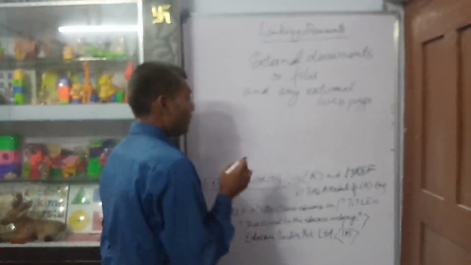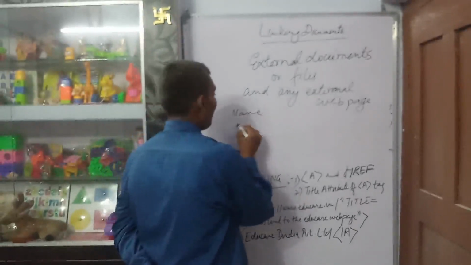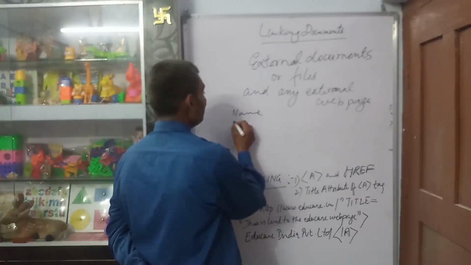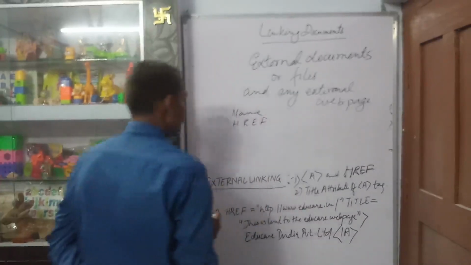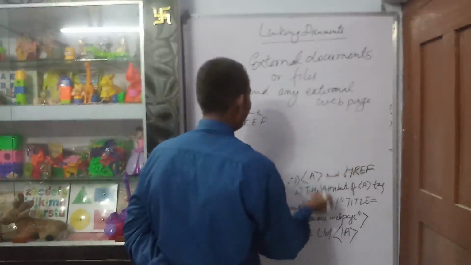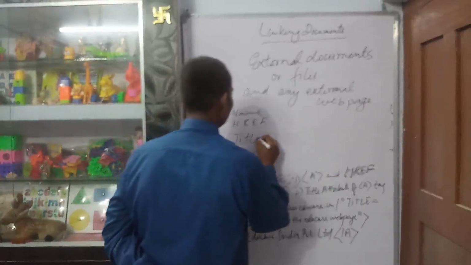So always remember, in internal linking we use two attributes, the name attribute with the href attribute, and in external linking we use the href attribute and the title attribute.